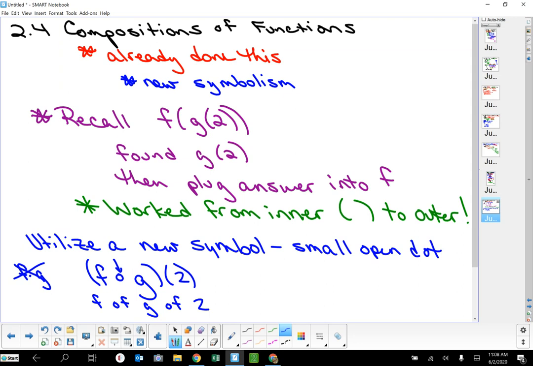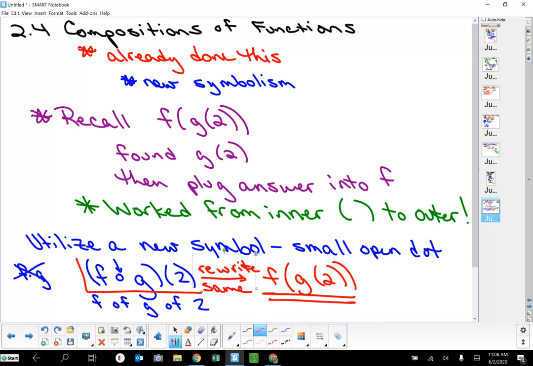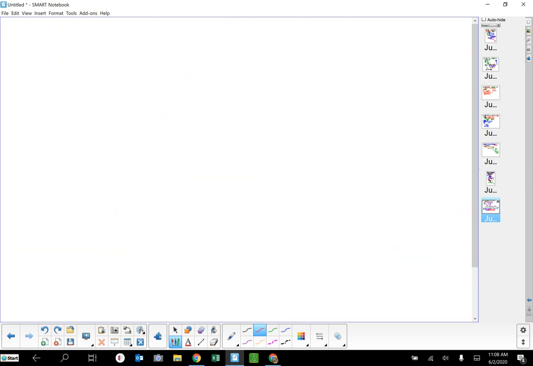What you're going to do is rewrite it as F of G of 2. These mean the same thing. And you know how to do this. So you're going to see this in Varsity, you're going to turn it into that and just do that. Okay, so I have a couple examples. I'm going to work through one of the problems that's in there. And this prepares you for some future math later down the road.